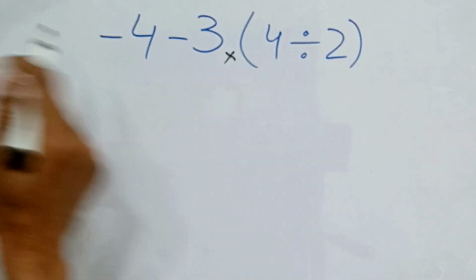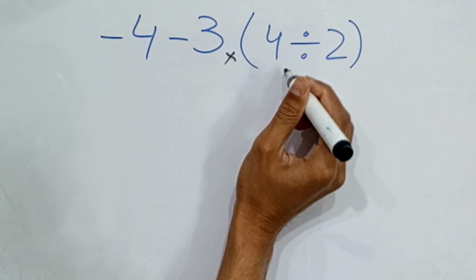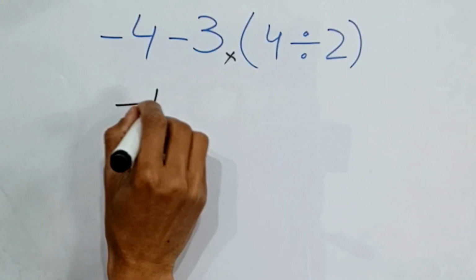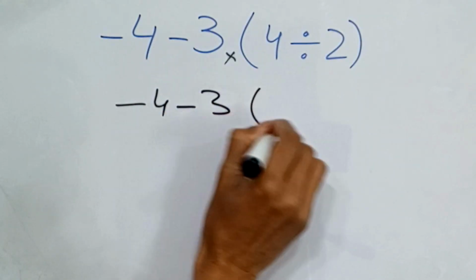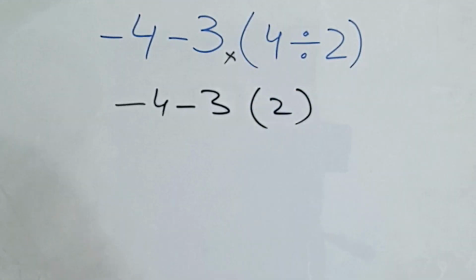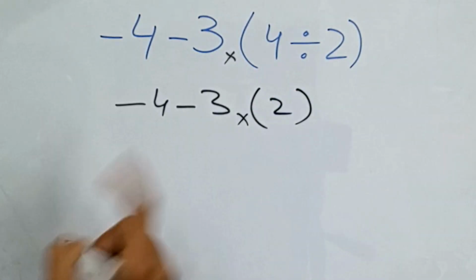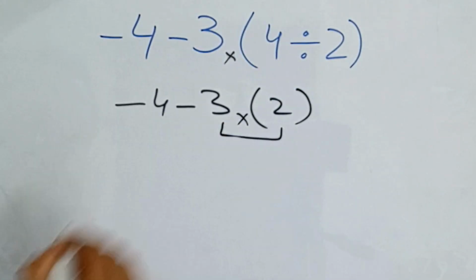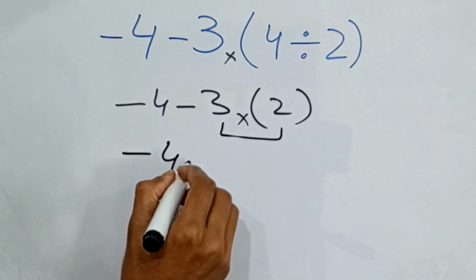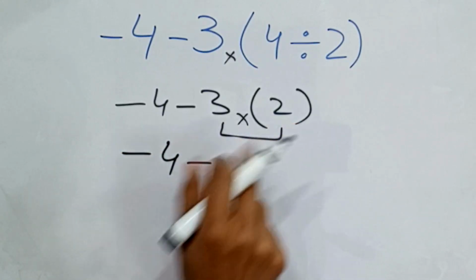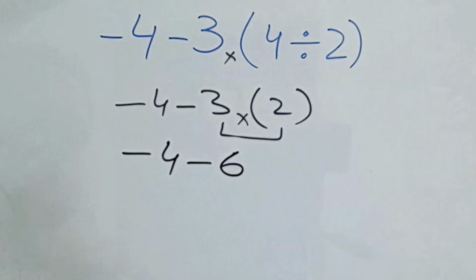Okay. So first of all, inside the parentheses, right? So minus 4 minus 3 and 4 divided by 2 equals 2. Now here is multiply. So multiply first. Minus 4 and minus 3 times 2 equals 6.